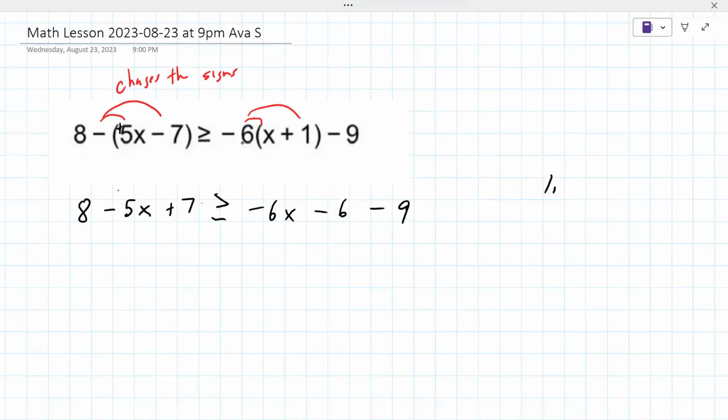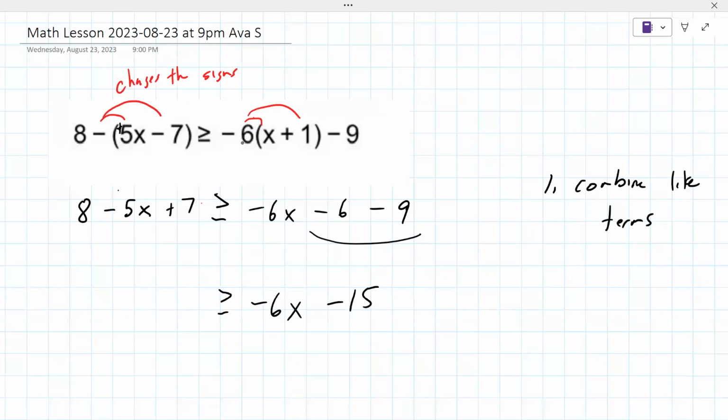And your strategy here, there are three steps. The first thing is to combine like terms. Do you see like terms, for example, on the right there? 6 and 9. What does -6 minus 9 become? Minus 15. Good. And then on the left here, it's +8 and +7. What does that become? 15. Yes. So -5x plus 15.